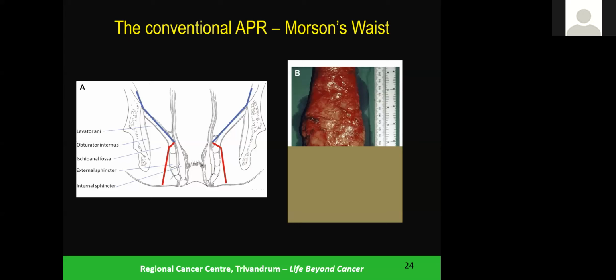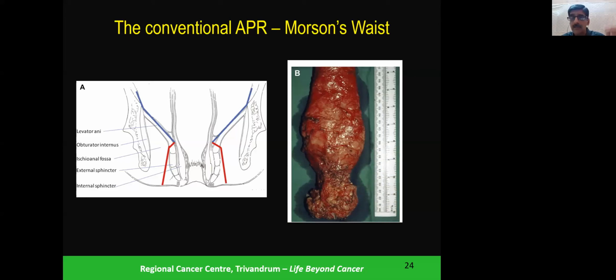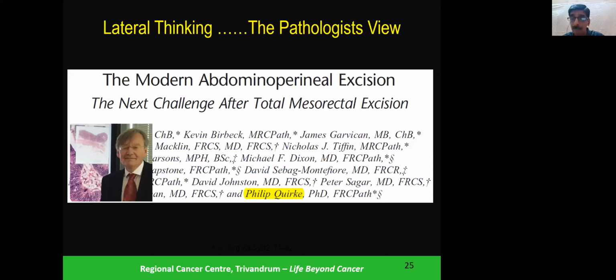But when it comes to the lower part, you can see that there is a coning or a wasting of the specimen, which is known as a Morrison's waist. So this is the reason why the APR patients are not doing as well as expected when compared to AR patients. So the lesion is here, and in the place where you actually want more tissue around, there is a coning or wasting if you do the APR in the conventional way. So you should be doing APR in a different way.